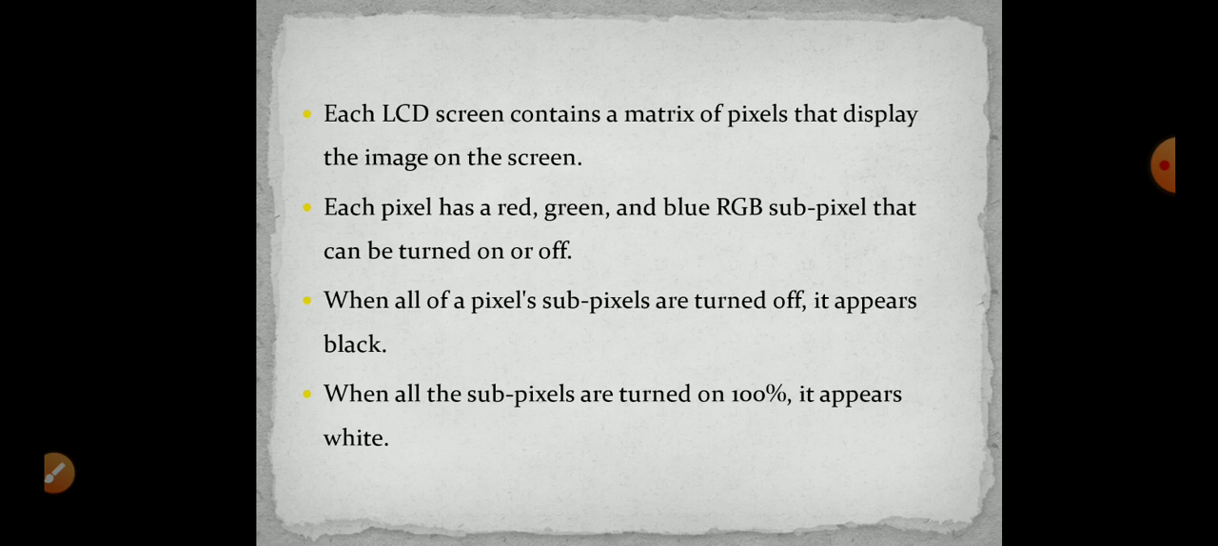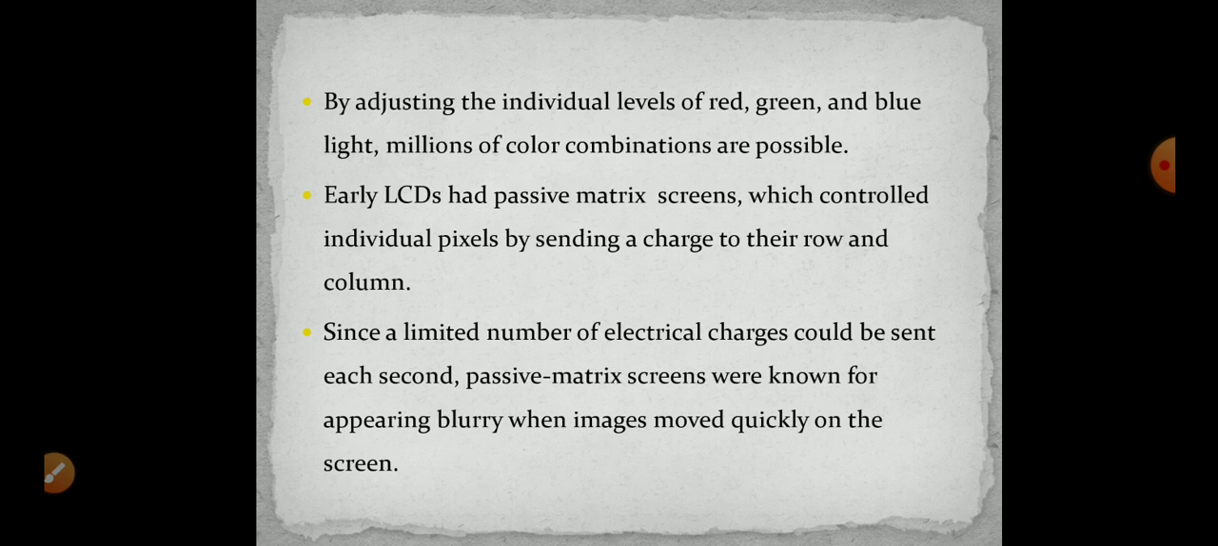When all the subpixels of a pixel are turned off, meaning all are in the off state, it appears black. When all the subpixels are turned on, it appears white. By adjusting the individual levels of red, green and blue light, millions of color combinations are possible. In this way, by arranging the range or intensity of the red, green and blue colors, we can develop a number of color combinations.